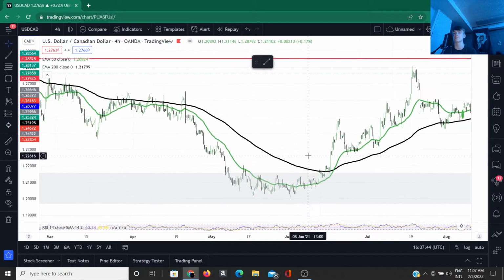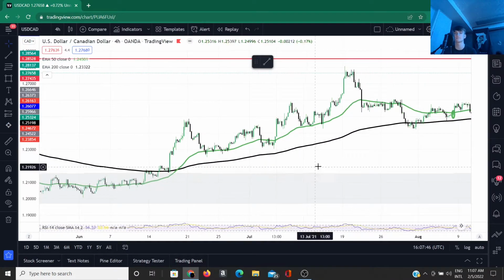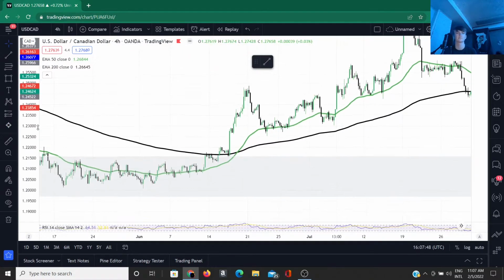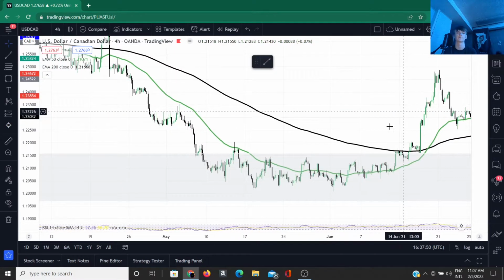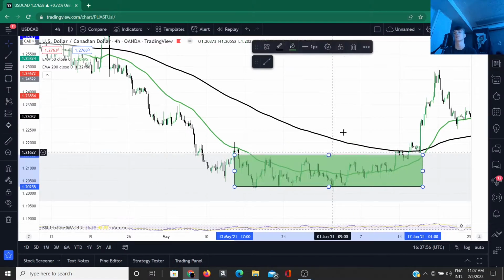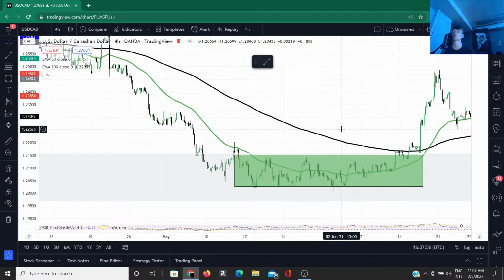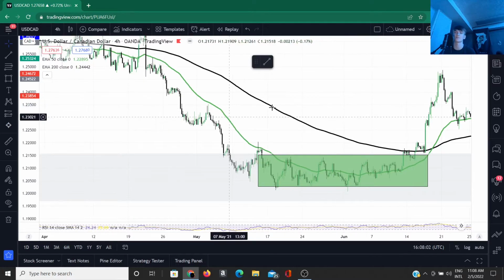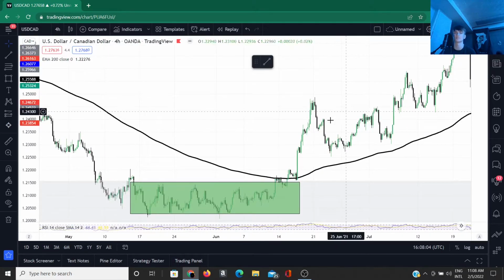Another thing you'll notice, just before I move on, is you'll see a higher low start to form. You'll see a period of consolidation where it just stays bouncing up and down, not really going anywhere. It's not trending in a direction. And then it'll break out, it'll retest, and it'll continue in a direction.